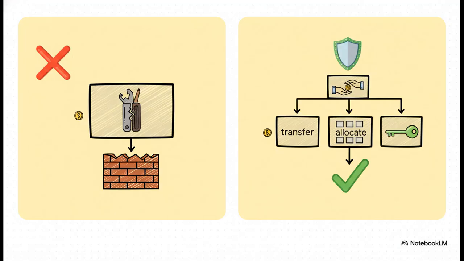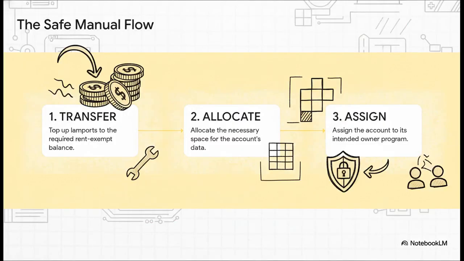And this comparison really lays it all out. On the left, you've got the vulnerable path, using that all-in-one function, which just fails if there's even one Lamport there. But on the right, you have the safe path. You break the process down into its 3 pieces: transfer, allocate, and assign. And that works perfectly, even if an attacker has already pre-funded the account. So let's walk through that safe flow, step by step.